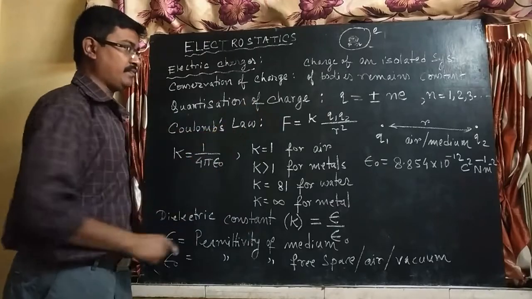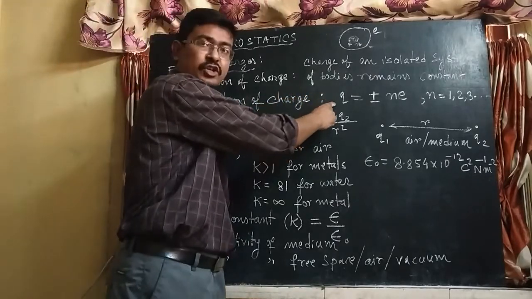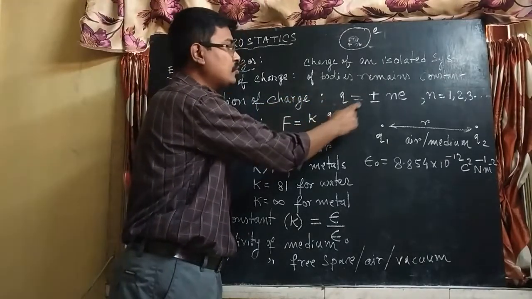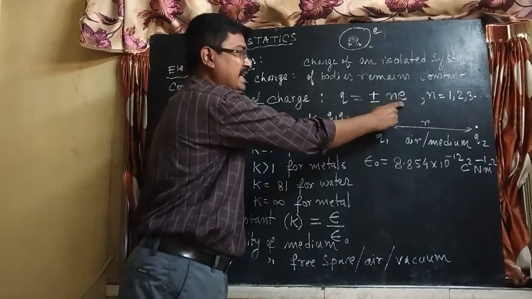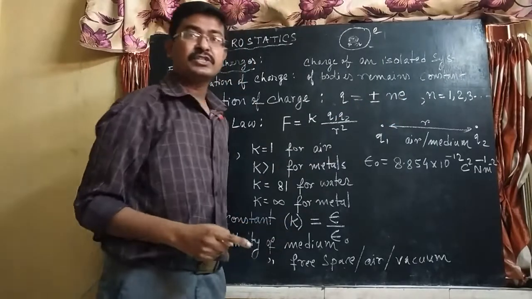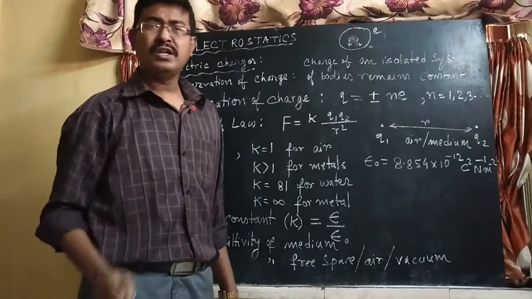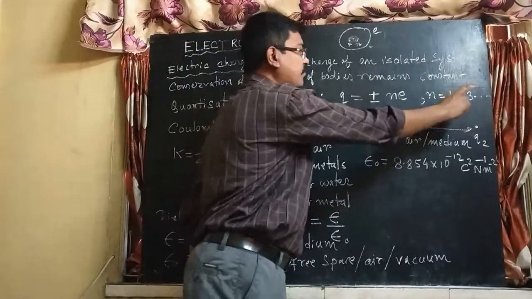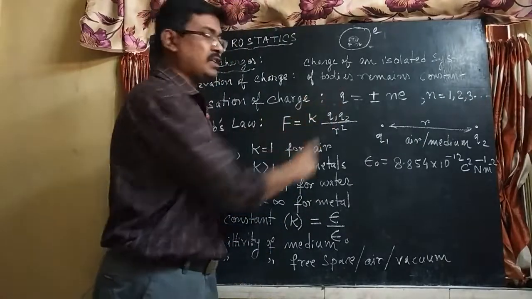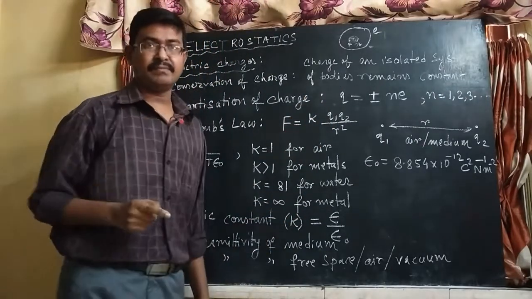Quantization of charge. If Q is the charge on a body, then Q is equal to plus or minus n e. What is e? e is the electronic charge. And n is any whole number: 1, 2, 3, 4, 5. But n is not a fraction or a decimal.